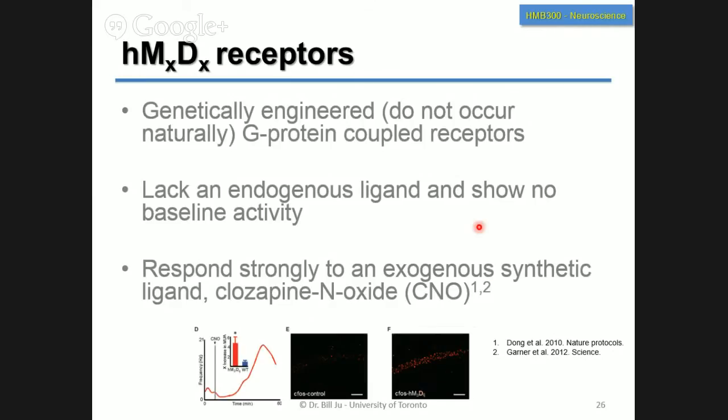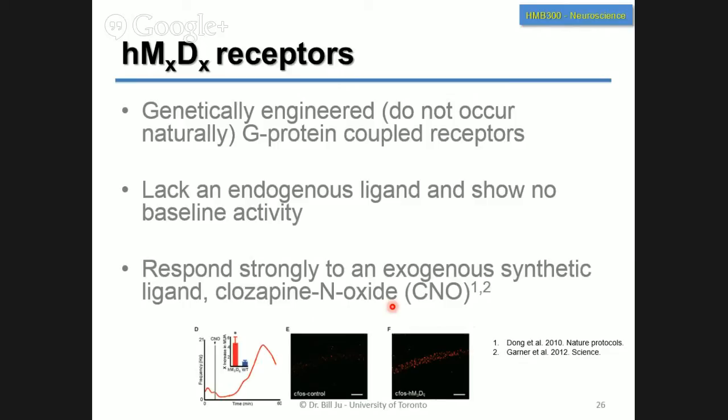So these are G protein coupled receptors that have been genetically engineered. There is no endogenous ligand. They do not normally interact. If you express this in the brain of an animal, it doesn't work at all. It's just like it's not even functionally there. There's no baseline activity. There's no change in any type of activity in any neuron until you provide an exogenous synthetic ligand. So the receptor is synthetic, and so is the drug.